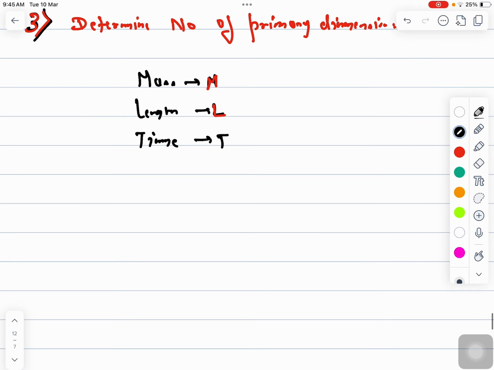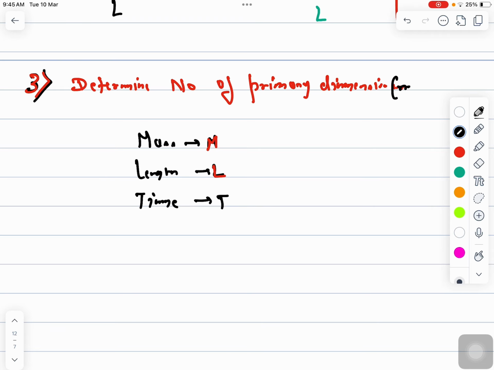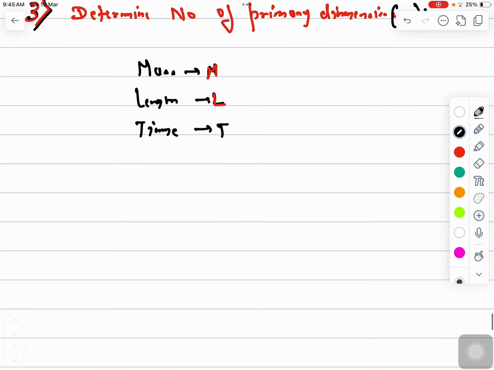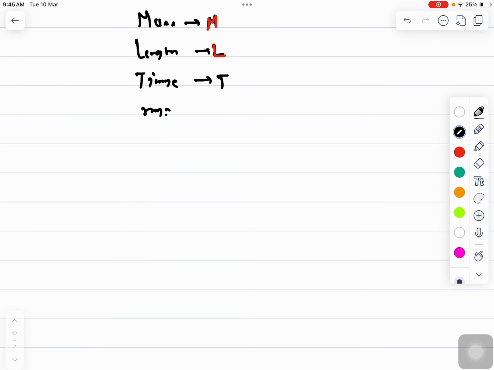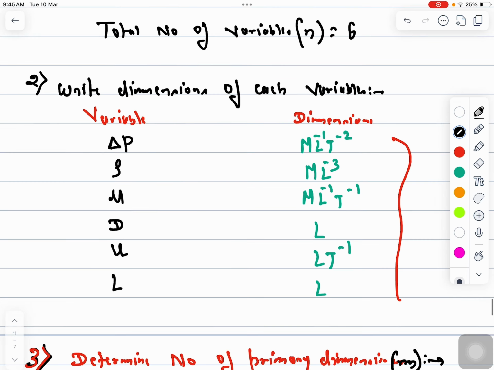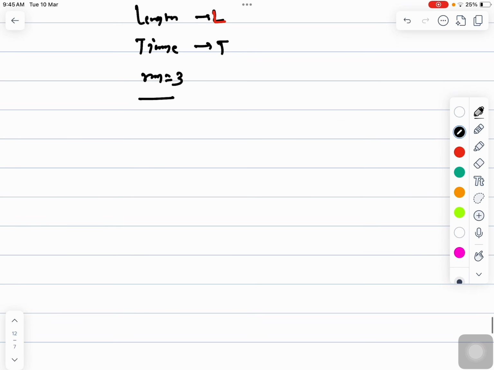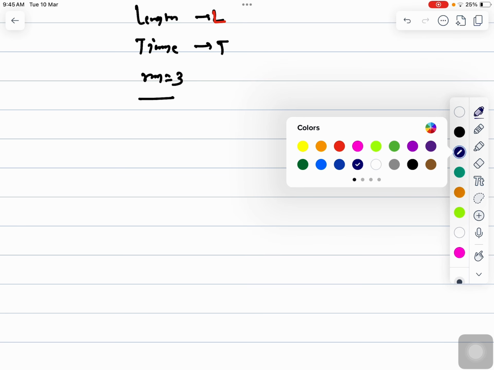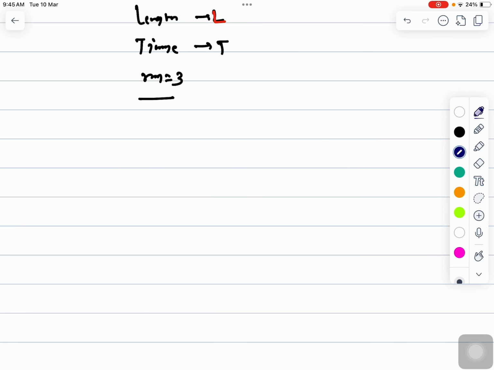So the number of primary dimensions we denote by a small m. So this is m equals 3, and n equals 6 we have already got. Now the fourth step that we have to do is to calculate the number of pi groups. Number of pi groups means number of dimensionless groups.